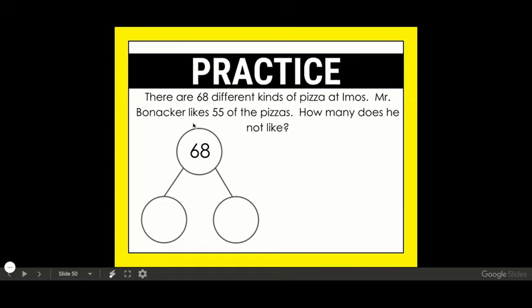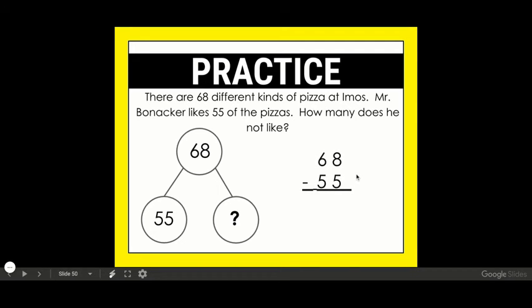Next, it says Mr. Bonacker likes 55 of the pizzas. So that's going to be one of my parts. And then my missing part would be, well, how many do they have that he doesn't like? So that's where my question mark would go. And I know with number bonds, if I'm missing a part, that means I need to set up a subtraction problem. So I do my whole minus one of my parts equals my missing part.